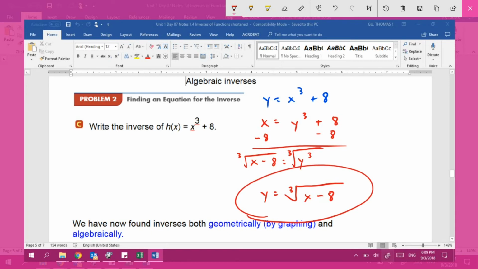Except we're not going to write y. We're going to switch out the y for h inverse of x. There we go. And that would be my complete, perfect final answer.